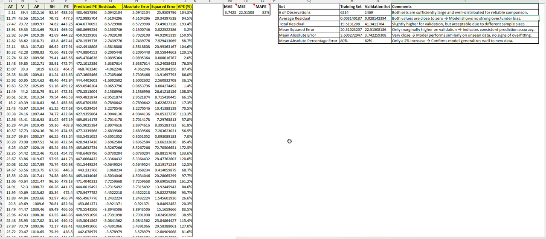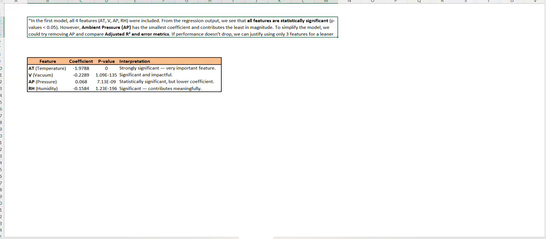Now one of the requirements was to see if there is a requirement for a new model, or if this model is fit or not. So in the new model, we are exploring if the model can be simplified. In the first model, all four features, that is AT, V, AP, and RH, are included. From the regression output, we see that all the features are statistically significant.